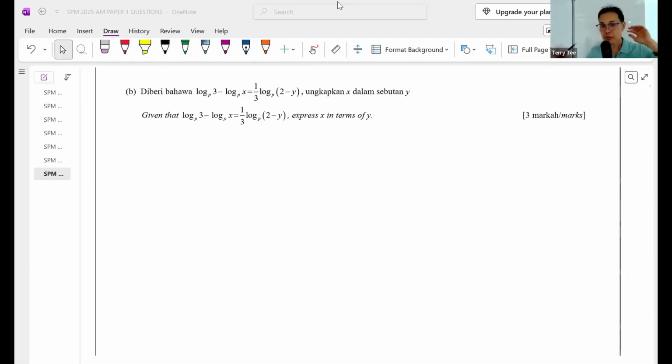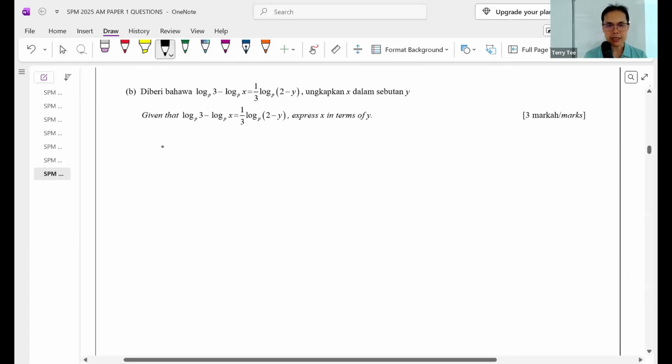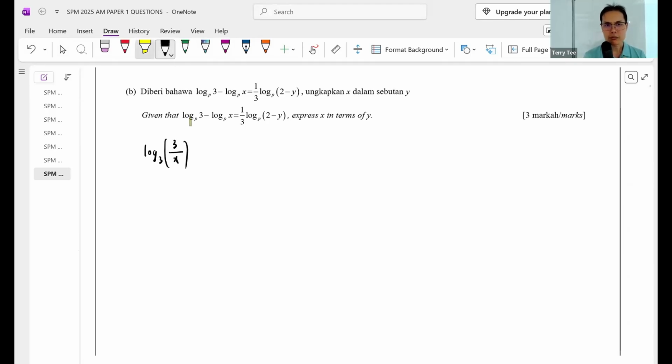Alright guys, come to question B. So what am I supposed to do? I'm supposed to express x in terms of y. So we are supposed to combine logarithms first. There's a minus sign here. So I will have to combine, minus becomes divide. Now remember in logarithm, when you combine, you only take the number and divide them. Don't divide the whole logarithm.